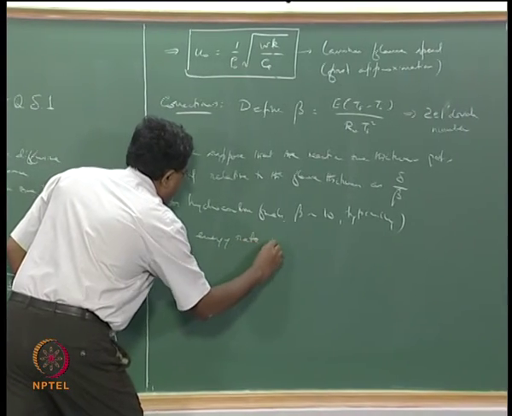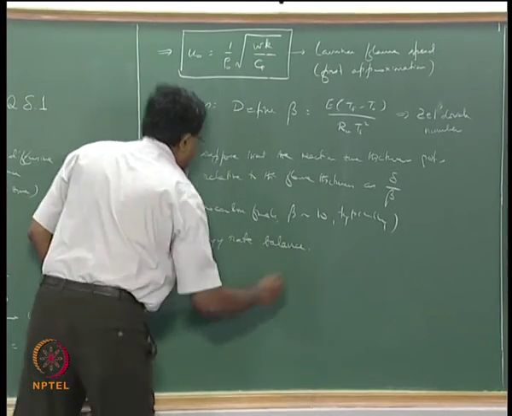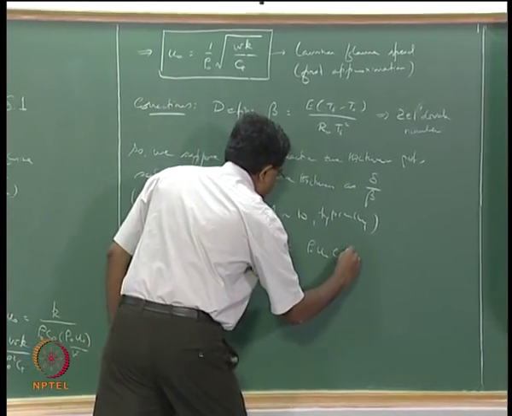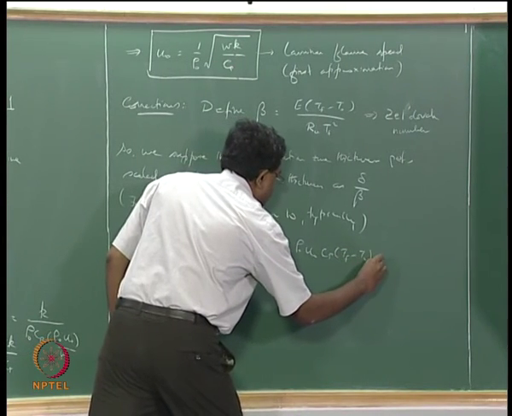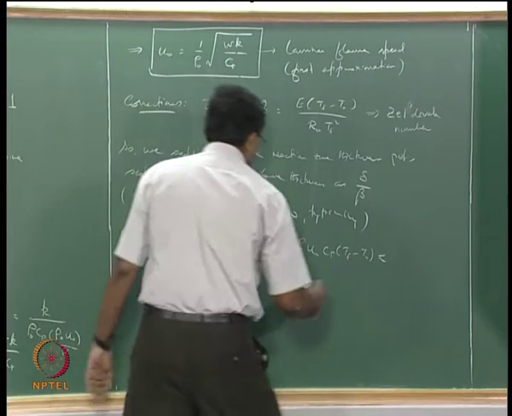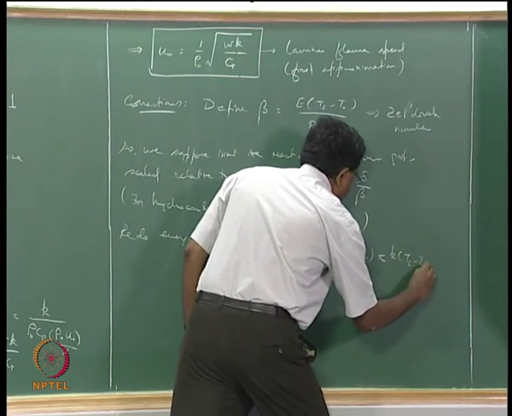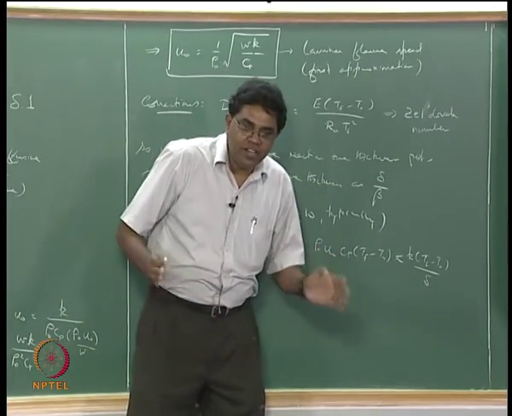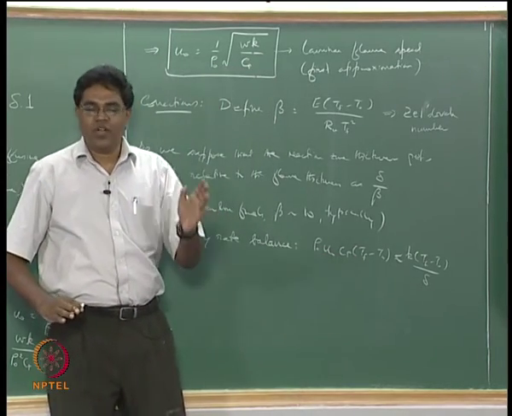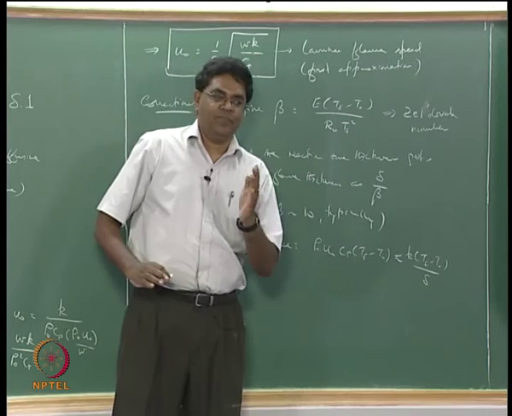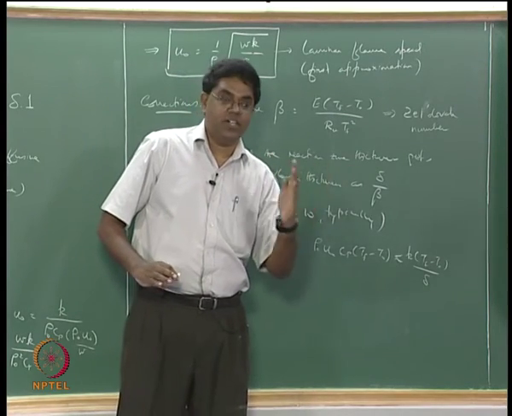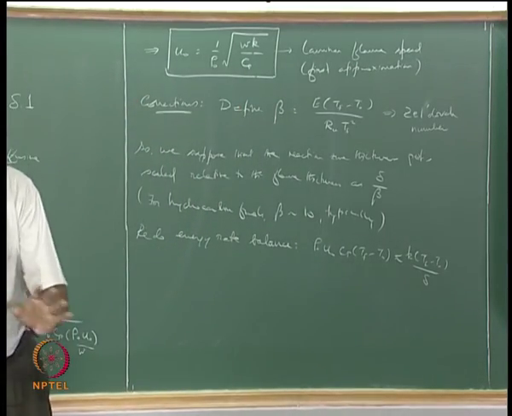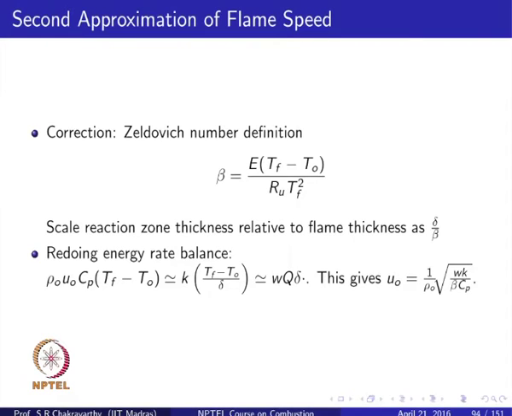That means rho naught u naught Cp times Tf minus T naught stays as it is, and K times Tf minus T naught divided by delta. You might quibble here. You should say, wait, it can't be delta, it has to be a little smaller. Come on, it's going to be like 1 minus 1 over beta. And since beta is 10, 1 over beta is like 0.1. 0.1 is much smaller than 1 on an order of magnitude basis. So let's not worry about it.